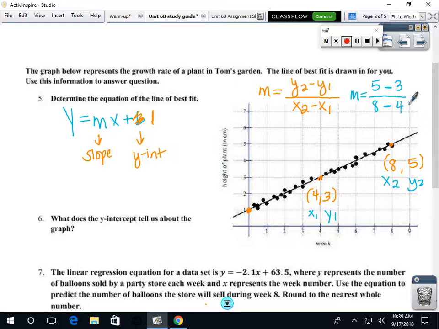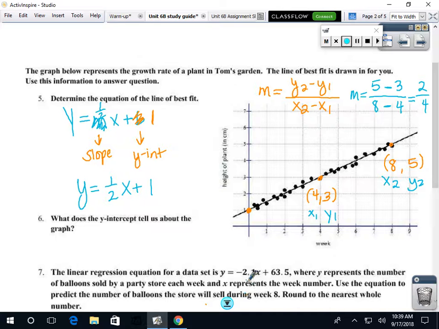Correct. Now you need to reduce. What is 5 minus 3? What is 8 minus 4? Right, that'll reduce again to 1/2. So now we have the slope of 1/2 and the y-intercept of 1. So your equation is y equals 1/2 x plus 1.